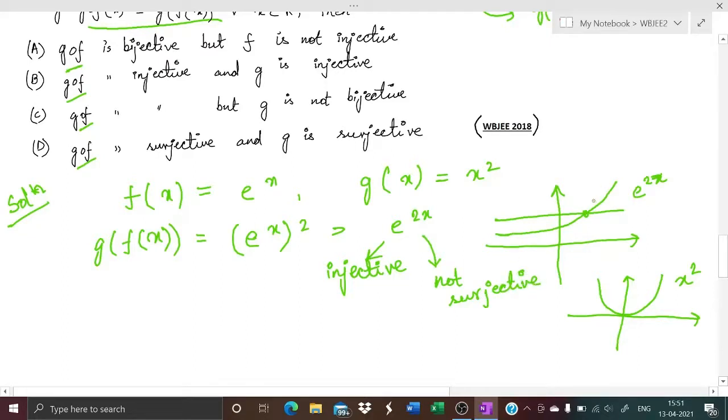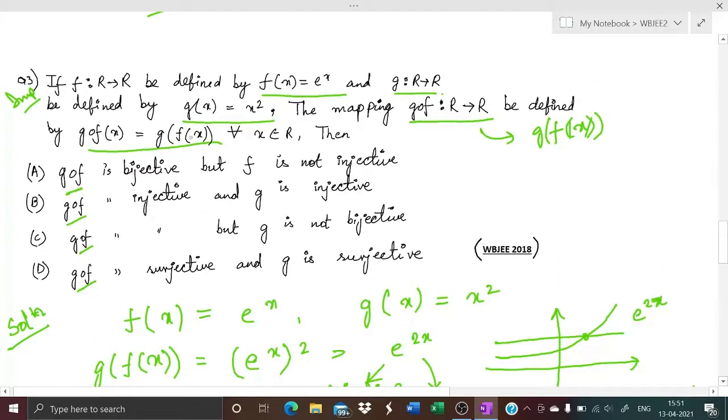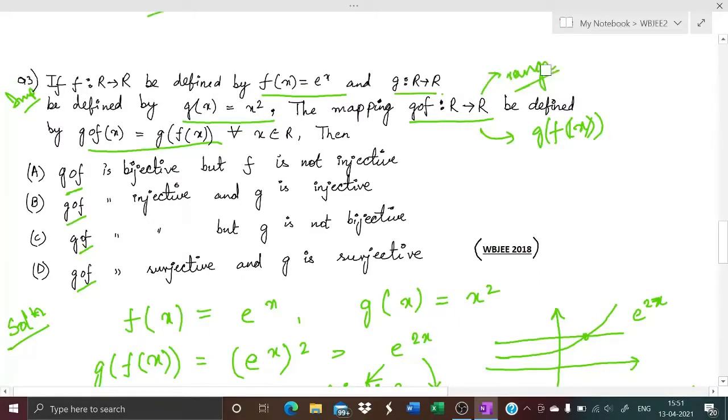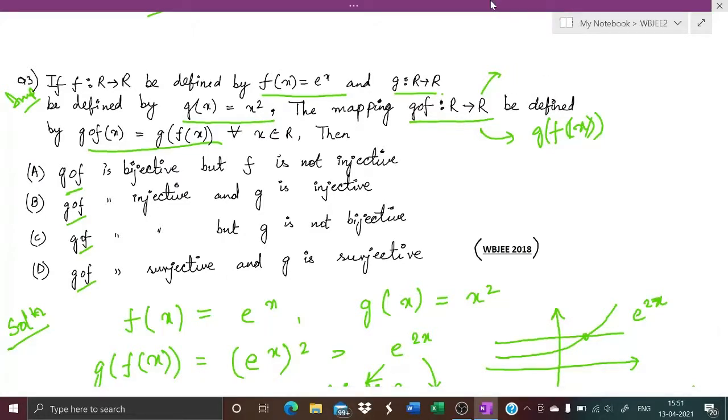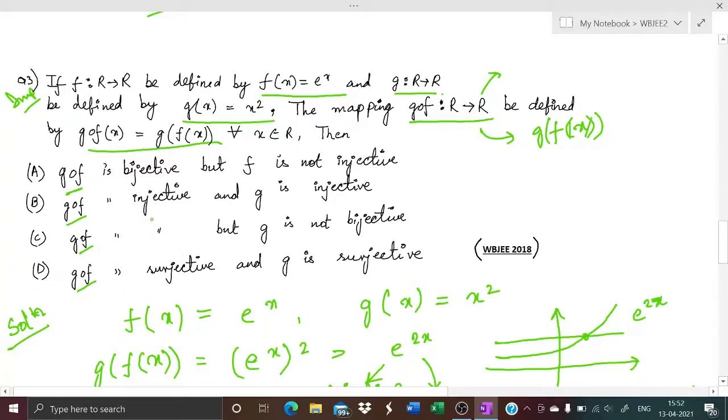Why? Because you see, in the question it is given that f of x or g of x, g of f of x is also defined on R, R to R. So this is the range. Or not range. This is the codomain. Sorry. Yeah. This is not the range. This is the codomain. रेंज तो आपको निकालना है. Yeah, my mistake. Sorry. This is the codomain.